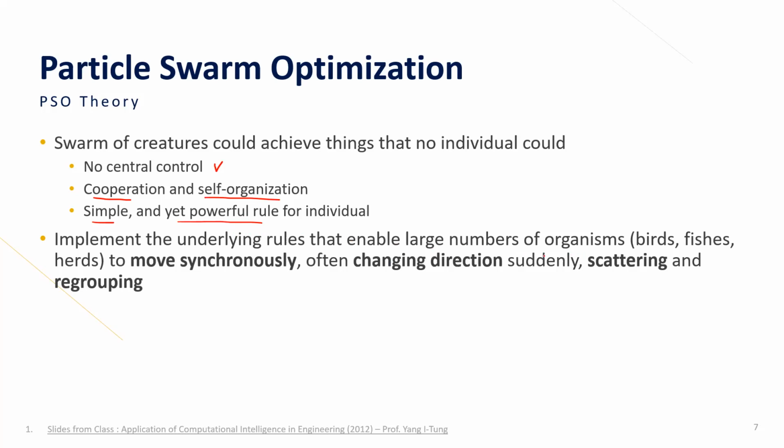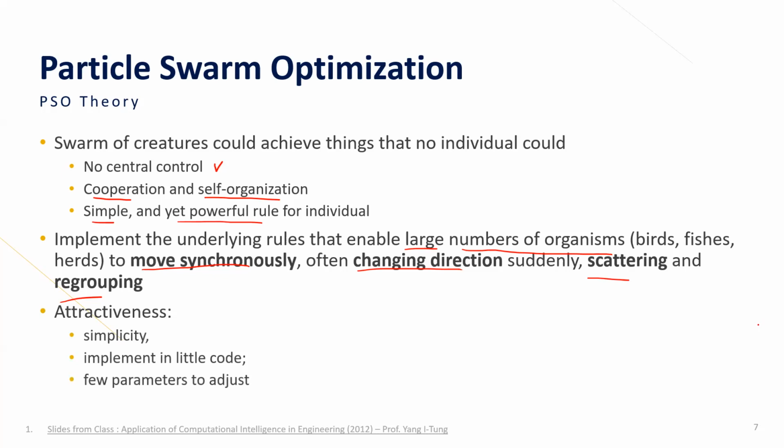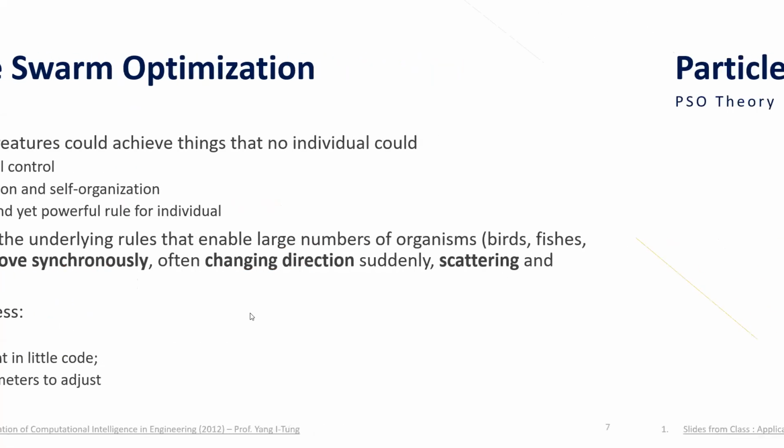And it can be seen in many behaviors in nature, in several organisms that work together in large numbers, like birds, fish, herds. They normally move synchronously, changing direction, scattering, and regrouping. Those are the characteristics, the same as the boids that we already discussed. And this particular particle swarm optimization attracts many researchers because of the simplicity of its implementation, the code is rather simple, and there are not many parameters that need to be adjusted in this algorithm.